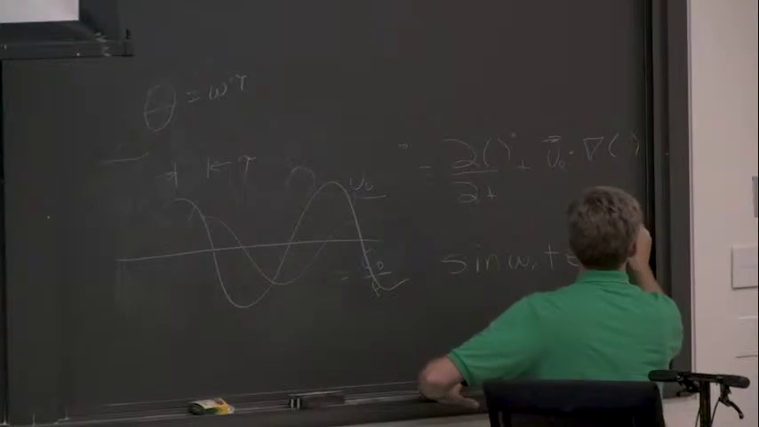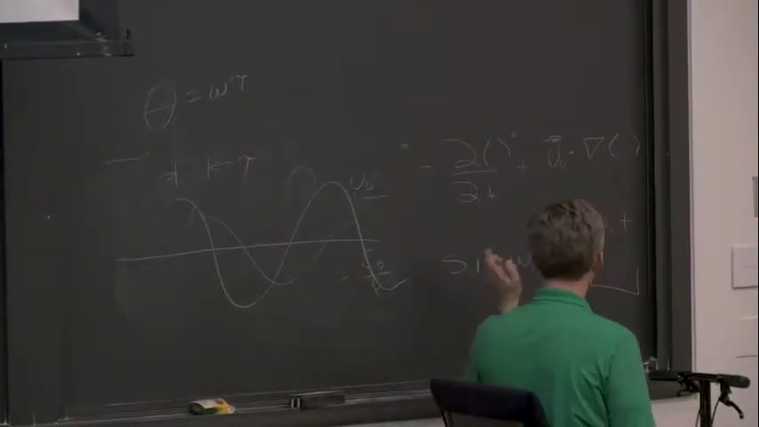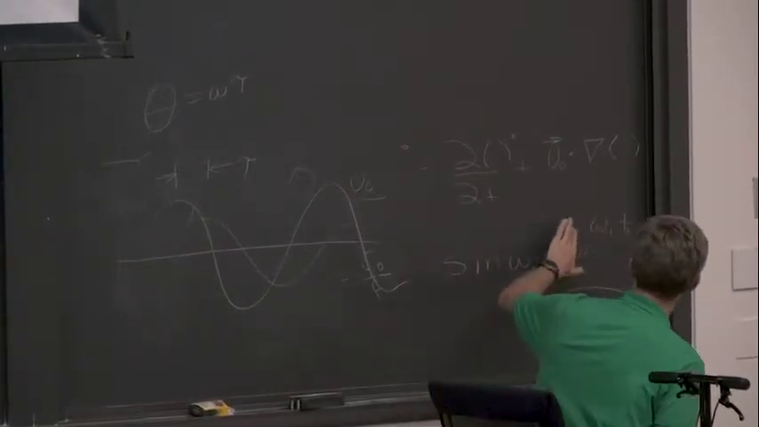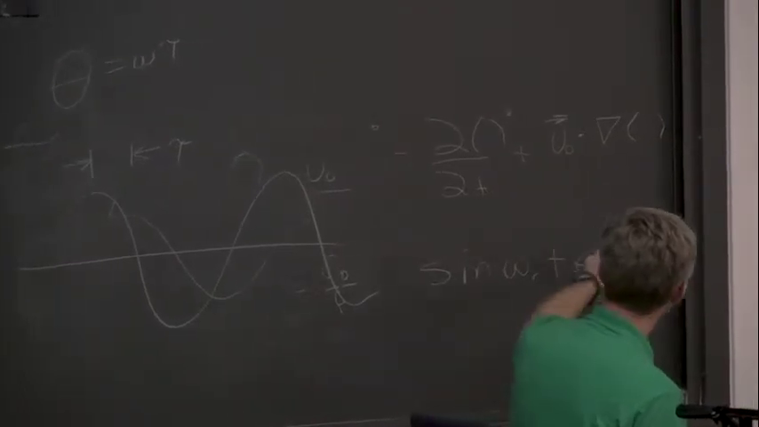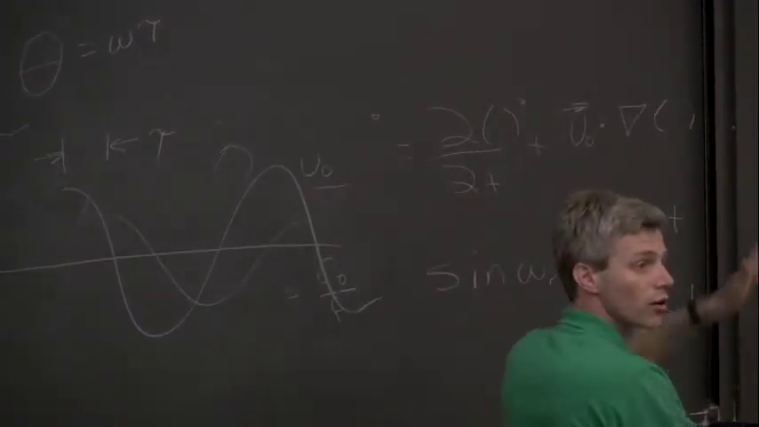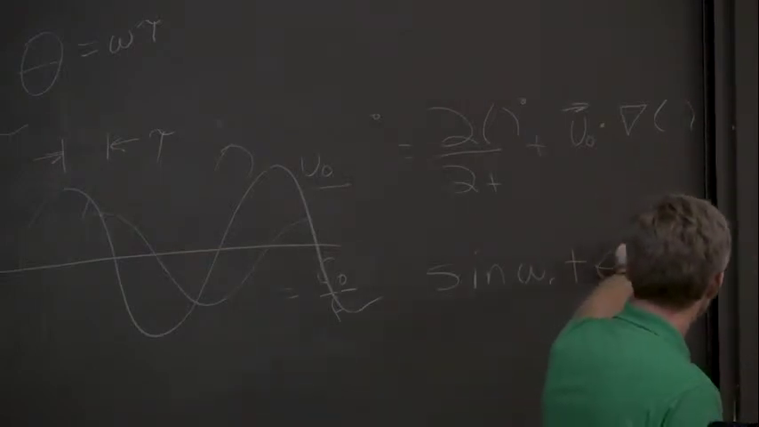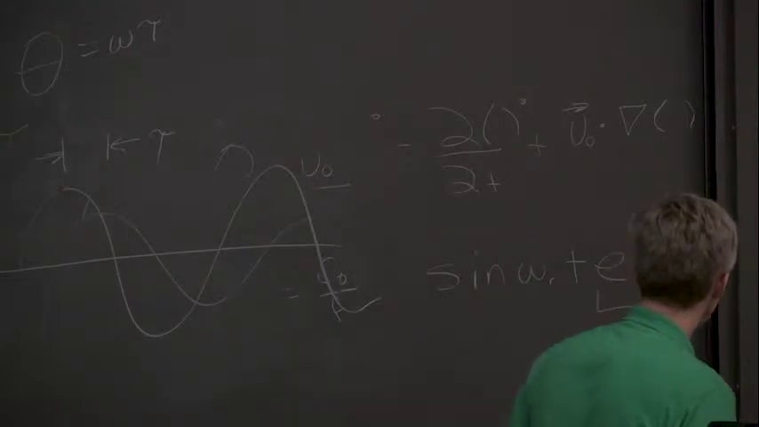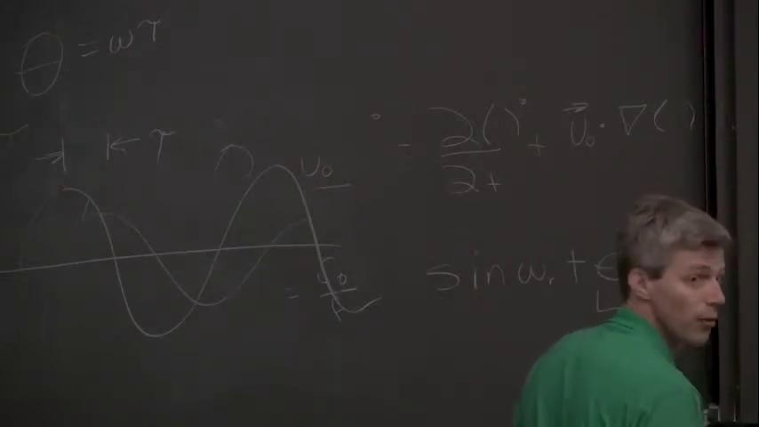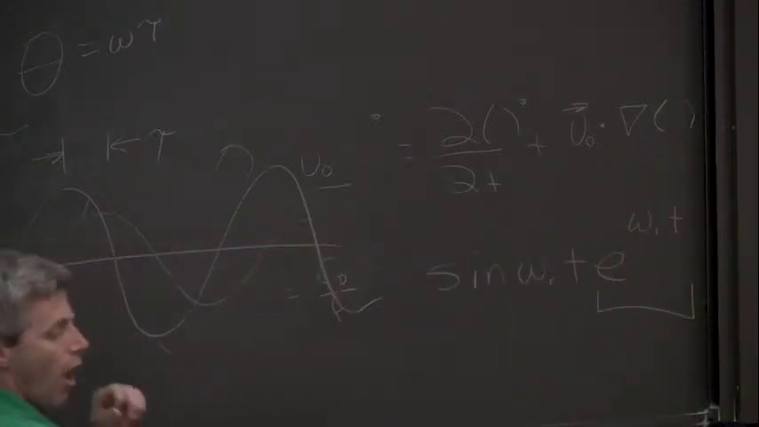Omega imaginary times t. So if omega imaginary is 0, it's just oscillating as sine omega t. If omega imaginary, this shouldn't be negative, it should be positive, sorry. If omega imaginary is positive, what that would mean is I have sinusoidal oscillations that are growing exponentially in time. If omega imaginary is negative, they're decaying. So as you can imagine, if omega imaginary is greater than 0, the system's unstable. If it's less than zero, it's stable. So really what we're trying to do is figure out what's the sign of omega imaginary.